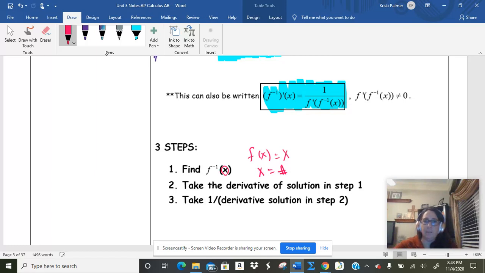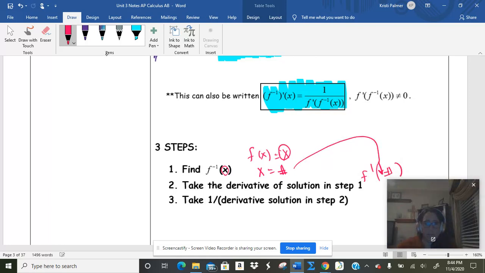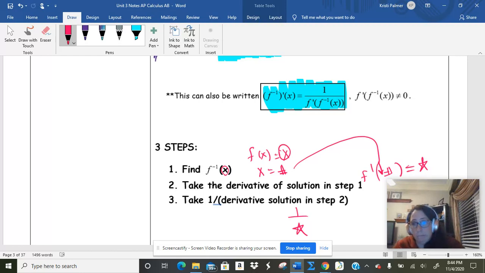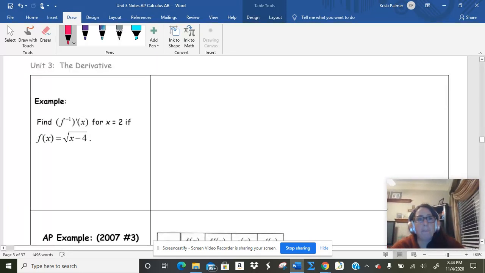So where does f of x equal this guy? Then we're going to take the derivative of that. So we're going to find f prime of whatever we just found. And then we get a different answer. Then we're going to do 1 over the answer we just got, because it's all in the denominator. And you're like, woo, okay, let's practice.